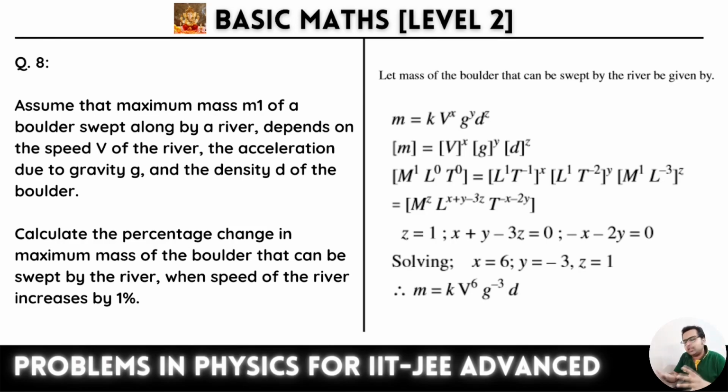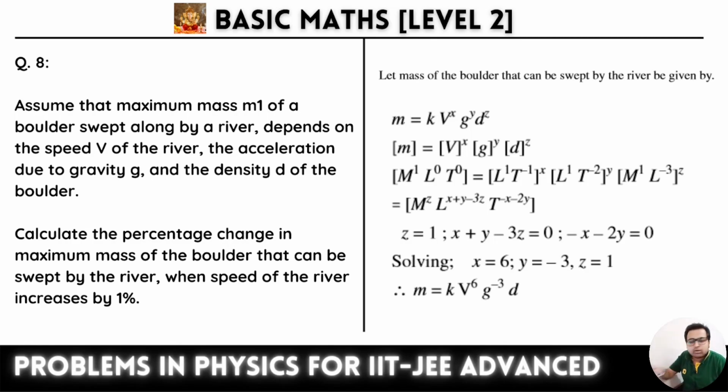It is not that any river flow can carry any mass. So a river flow can carry some limited mass. So the maximum mass that can be swept by the river will depend on the velocity of the river, the speed, because a fast moving river can sweep away heavy masses also. It also depends on acceleration due to gravity and the density of the boulder. So the mass of the boulder that the river can sweep away depends on the speed, the density of the boulder, and the gravity.